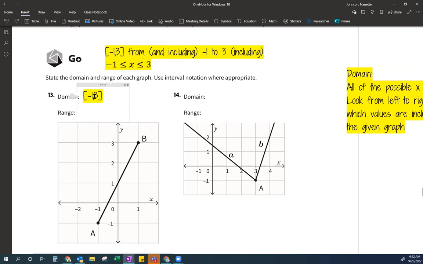Okay, so that's the domain. So take a second, and I'm going to pause really quick and just do the domain of number 14 so we can practice domain, and then we'll move on to range.